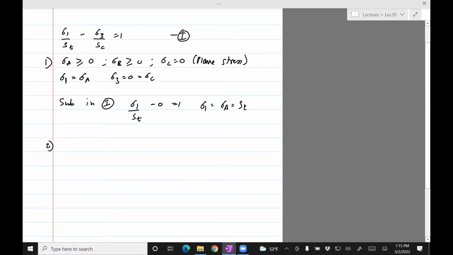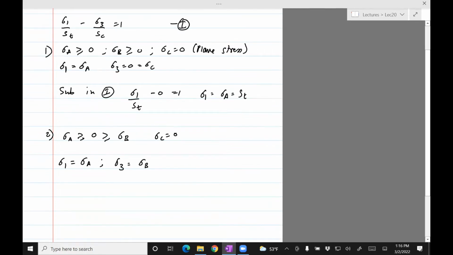The second case is when sigma A is greater than 0, which is greater than sigma B, or one stress is negative. Clearly, the maximum stress is sigma A, and sigma C is obviously 0. Sigma 1 is sigma A, and sigma 3 now is going to be sigma B, because sigma B is negative, and so it's the minimum stress. So we can substitute in equation 1 and see that sigma A divided by ST minus sigma B divided by SC equals 1.